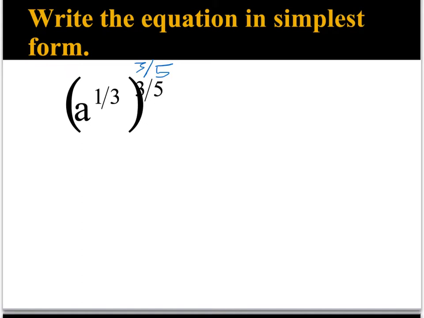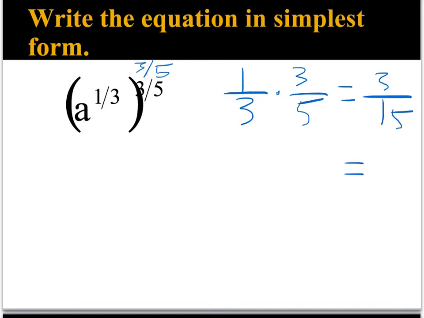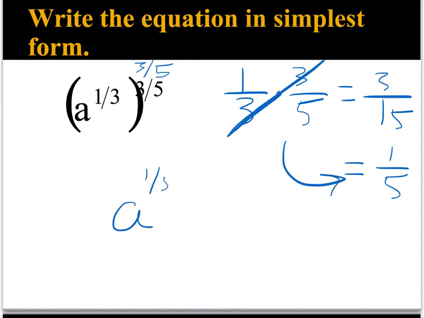Okay, when I have a power to a power, what are the exponents? We have to multiply them. So we get 1/3 times 3 over 5. And we can either multiply across and get 3 over 15, but then we have to reduce that and get 1/5. Or we can cross cancel because it's multiplication and we still get 1/5, right? So we get a to the 1/5 power.